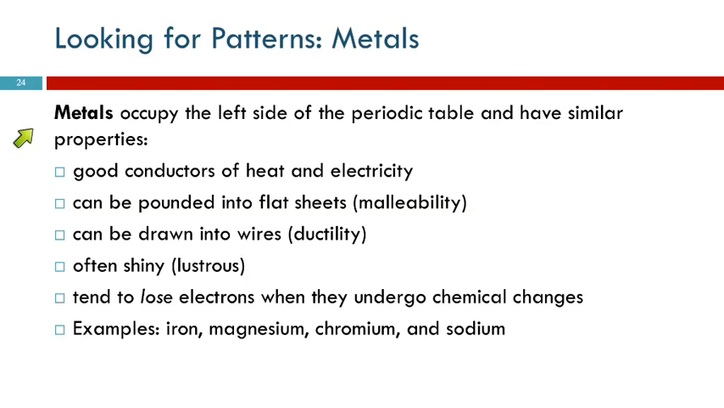Metals are on that left side. They have similar properties. These are common properties of metals. They conduct heat and electricity. You can pound them into flat sheets. You can draw them into wires. They are often shiny. Most importantly for chemistry, they tend to lose electrons when they undergo chemical changes. And there are some examples.